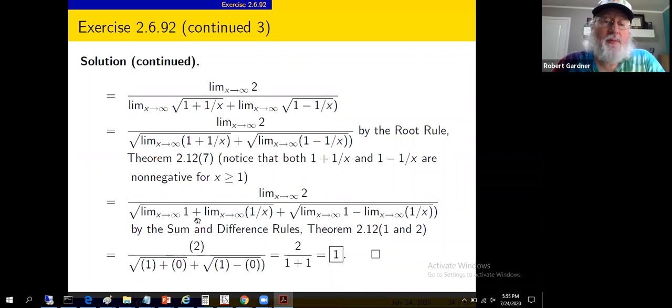So we'll use the sum and the difference rules and take that limit and put it on each of those parts. Not distribution, just kidding. And we got what we were looking for. Here's a limit of 1 over x. So that thing will be 0 and that thing will be 0. The other stuff is limits of constants. Fill it in. We end up with 2 over 1 plus 1. And we get out a limit of 1.